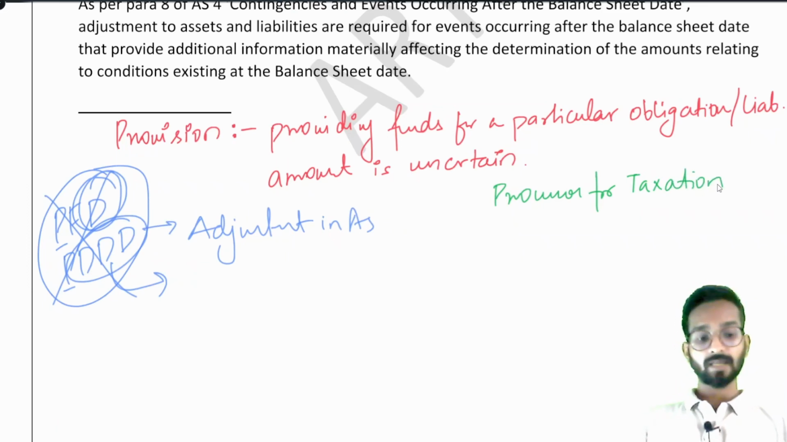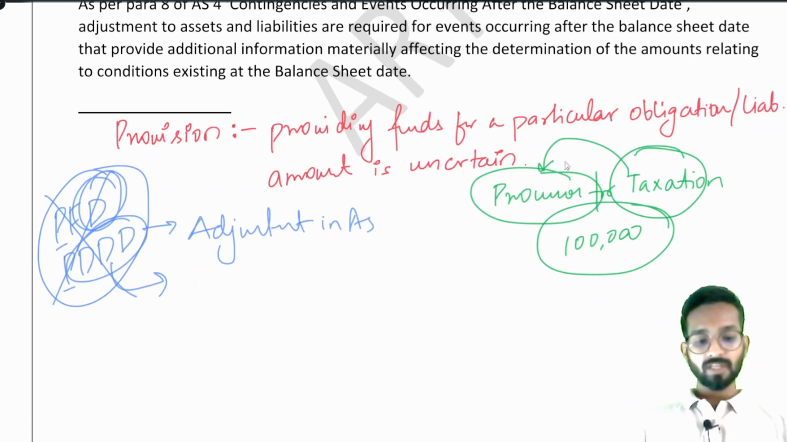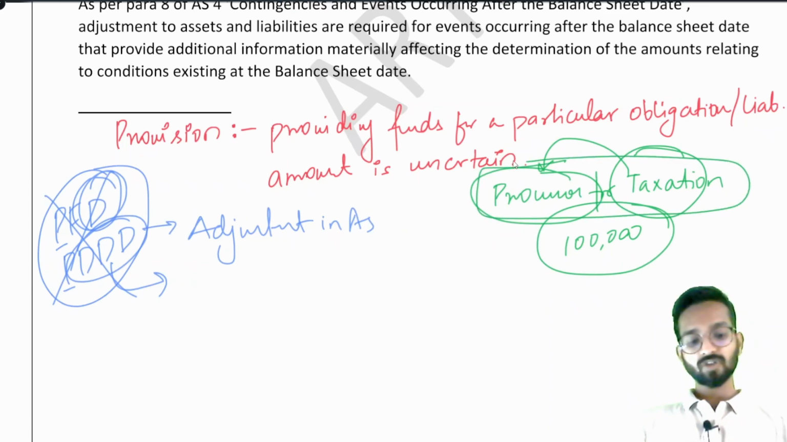That comes under current liability. What does it mean? That the company knows they have to pay some amount of tax. So for that amount of tax, they are creating a provision. Suppose they estimate that they may have to pay a tax liability of 1 lakh rupees. So they will create a provision. What does creation of provision mean?